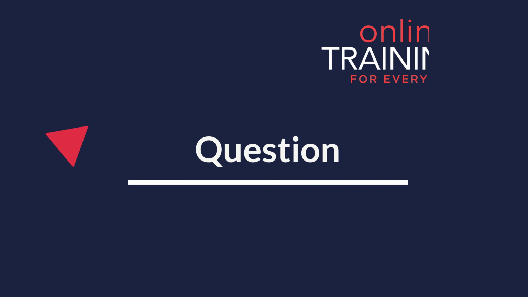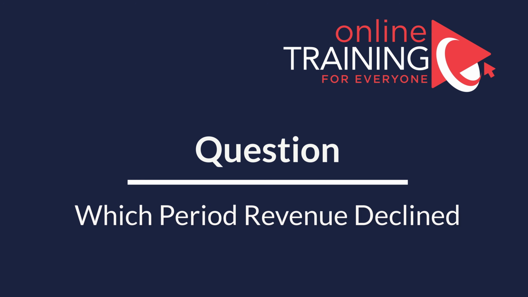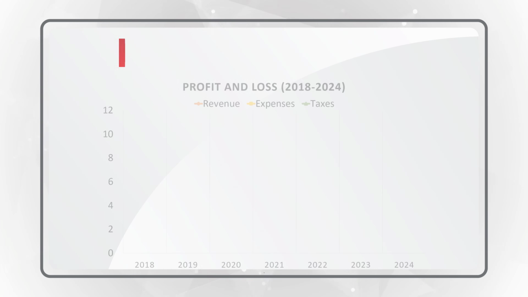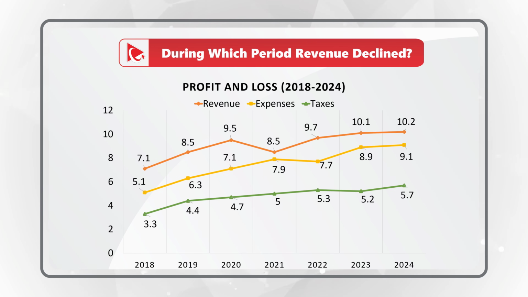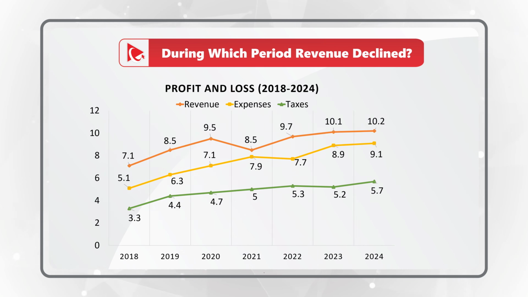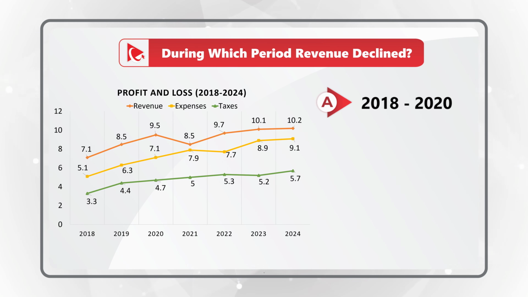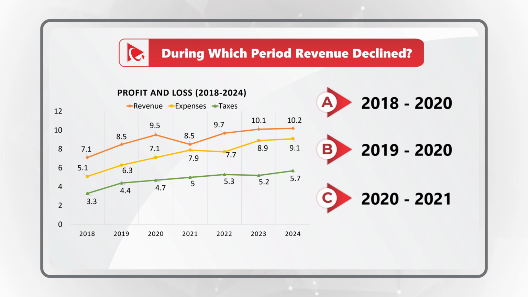Here's a rather unexpected question you might frequently see on the test. You need to determine during which period revenue declined, and you're presented with the profit and loss chart that covers periods from 2018 to 2024. On the chart, you see 3 lines representing revenue, expenses, and taxes. And you need to select the final answer out of 4 different choices. Choice A, the period between 2018 and 2020. Choice B, the period between 2019 and 2020. Choice C, the period between 2020 and 2021. And choice D, the period between 2023 and 2024.